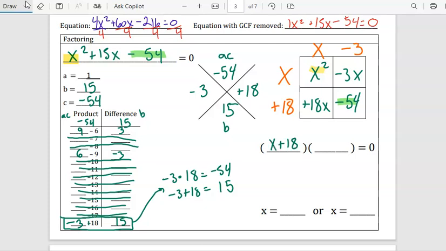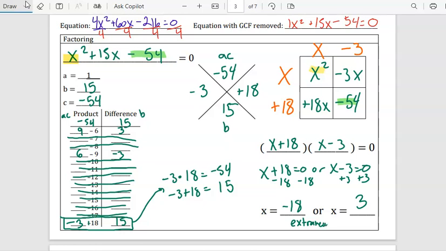x plus 18, x minus 3 equals 0. To solve for the x's, we'll set each factor equal to 0 separately. Subtract 18 from each side, add 3 to each side. x either equals negative 18 or x equals 3. We can't have a negative distance of a sidewalk, so that is going to be extraneous. And so 3 would be your real answer. That's the length of that sidewalk.